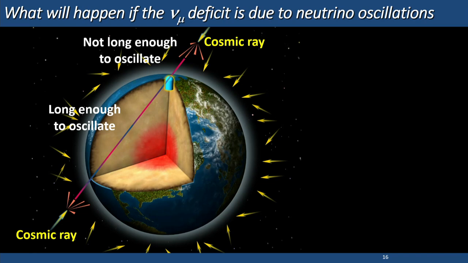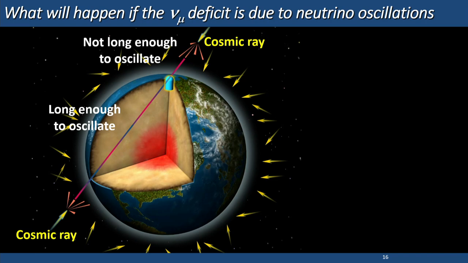As I said, neutrinos are created by cosmic ray interactions. And therefore, these neutrinos are created in every place in the atmosphere of the Earth, and some of them are created above the detector, say 10 to 20 kilometers above the detector. These neutrinos come to the detector after traveling 10 to 20 kilometers, and they may have no time to oscillate.